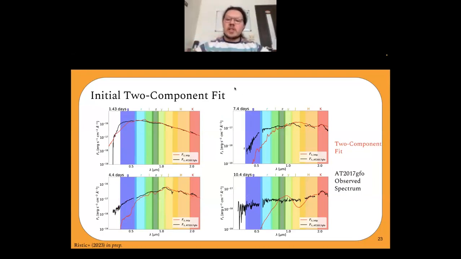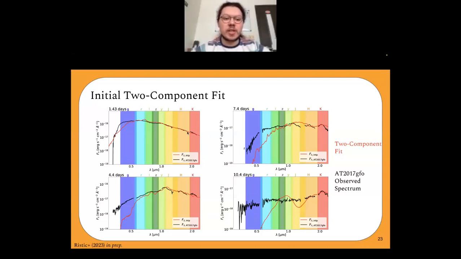So if we try fitting these interpolated spectra to the data, we still have red and black spectra, except now the red is still our interpolation, but the black is the AT2017gfo data. This is our fit to the observed spectra of AT2017gfo, assuming just a 2-component model, the same exact approach that we used with the light curves. We haven't changed anything in terms of our modeling. We're just seeing how well our spectra fit the data.